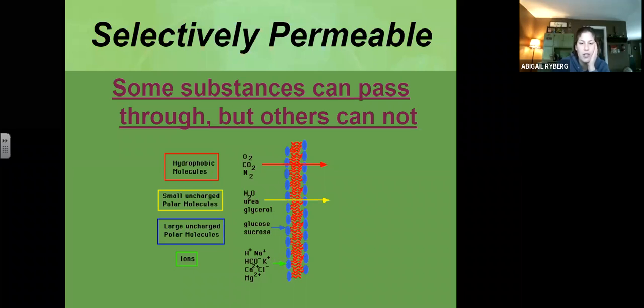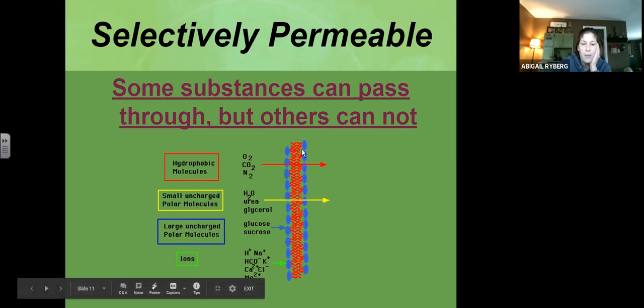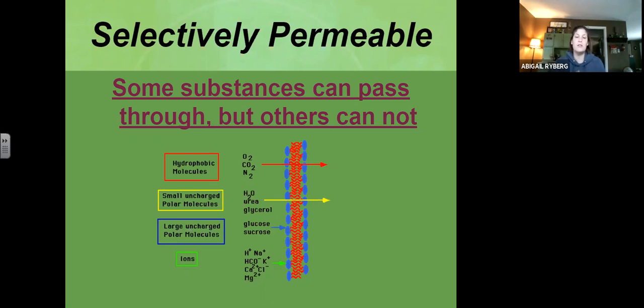So if you look at the image here, the lipid bilayer is represented by the blue and red molecules. So here we are with the cell membrane. And the molecules down here at the bottom are examples of materials that are usually not allowed through. So without the help of a special protein or something, which we'll get to, usually these are not allowed to just freely pass through the cell membrane.